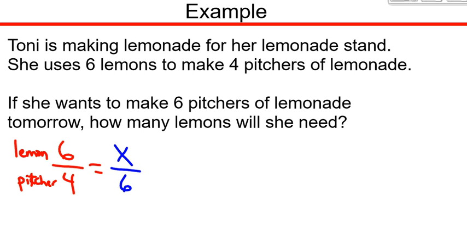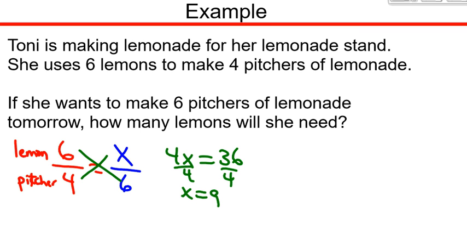All right, so then I'm going to cross multiply. This is an easy one. I can do this one in my head. 4x equals 6 times 6, which is 36. If I divide both sides by 4, I get x equals 9. So she would need 9 lemons to make 6 pitchers of lemonade.